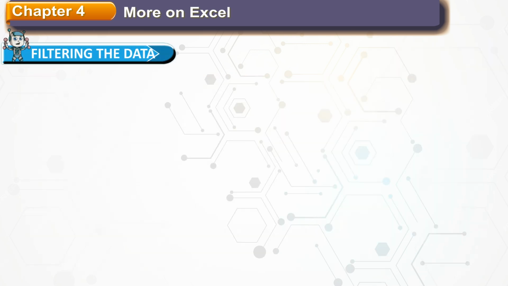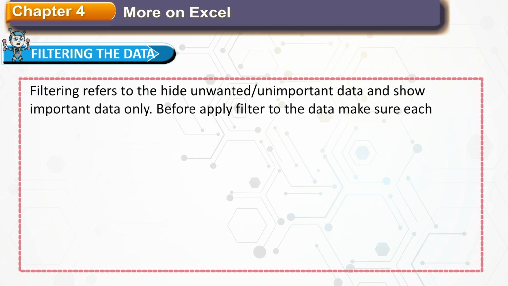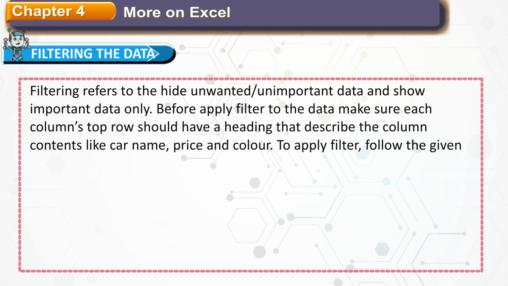Filtering the data. Filtering refers to hiding unwanted, unimportant data and showing important data only. Before applying a filter to the data, make sure each column's top row has a heading that describes the column contents, like car name, price and color.